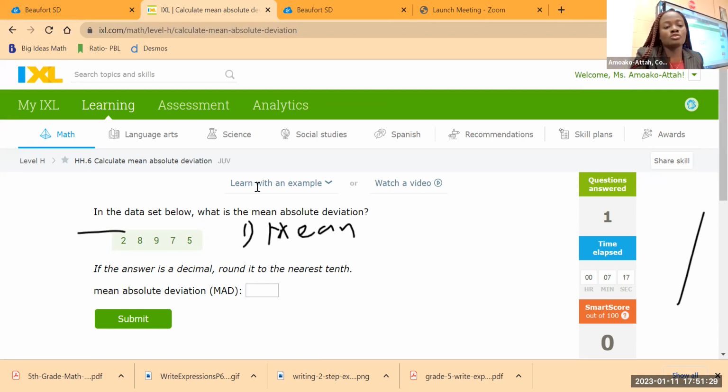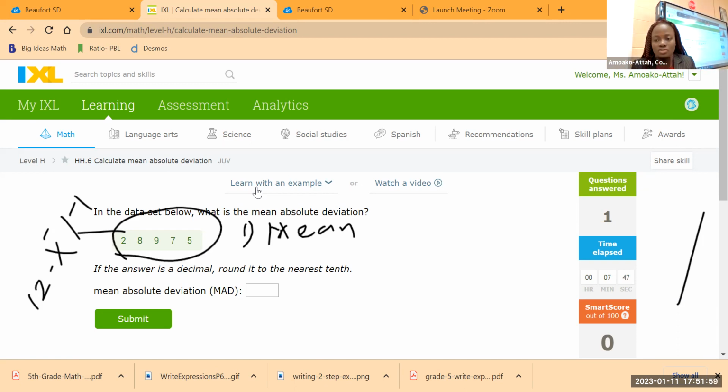So this becomes the absolute value of 2 minus the mean, plus the absolute value of 8 minus the mean, plus the absolute value of 9 minus the mean, plus the absolute value of 7 minus the mean, plus the absolute value of 5 minus the mean. The answer that you get, you then divide by the number of values that was given to you.